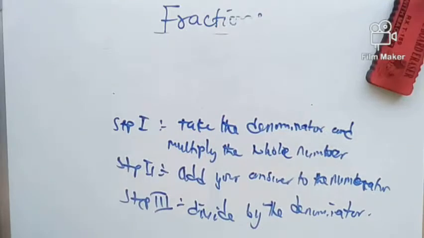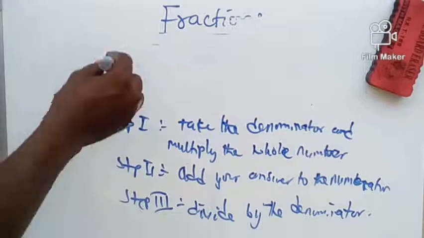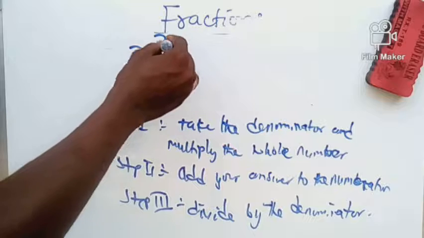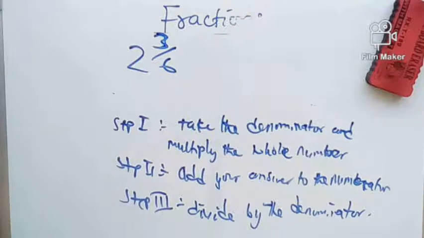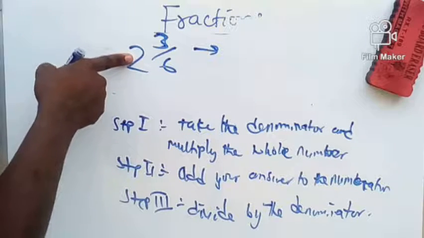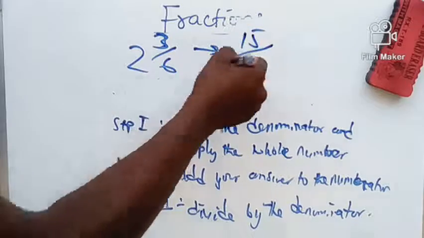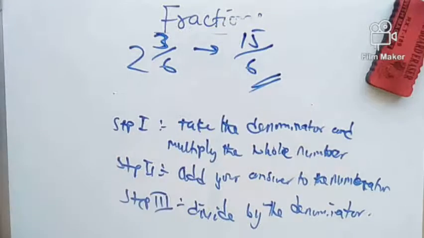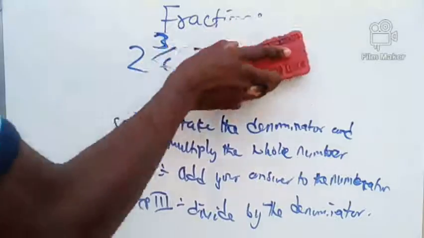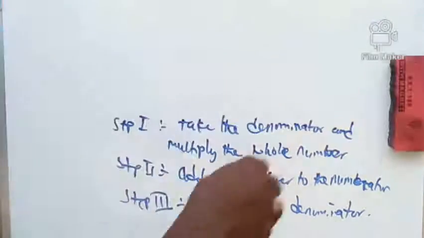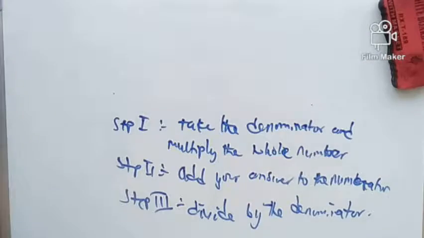So let's take another example. Convert 2 whole number 3 over 6 to an improper fraction. So to do this, what do we do? Let's quickly stick to the steps. 6 times 2 is what? 12. 12 plus 3 is what? 15. And we divide by what? 6. And that is the answer. So you can play around with as many examples as possible regarding conversion of mixed fractions to improper fractions.